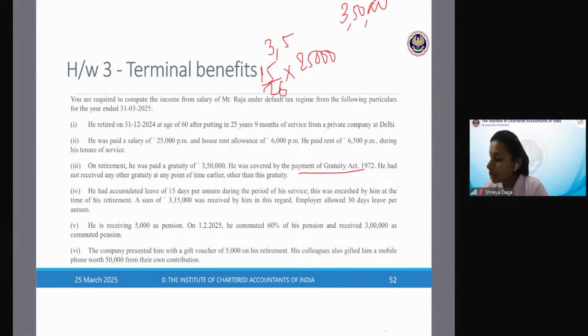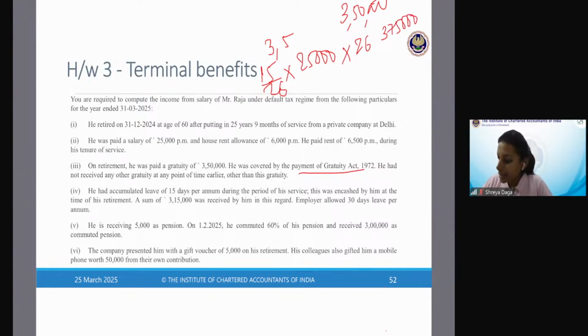Then into number of completed years of service. Now 25 years, 9 months. Will it be rounded off to 26 or will it be rounded off to 25? Remember, he is covered under the Payment of Gratuity Act. So will you ignore the fraction or will you upward round off if the number is more than 6? What will you do? You will upward round off if the number is more than 6. Okay, so you have taken 26. What is the answer? I hope all of you have got this as 3,75,000.